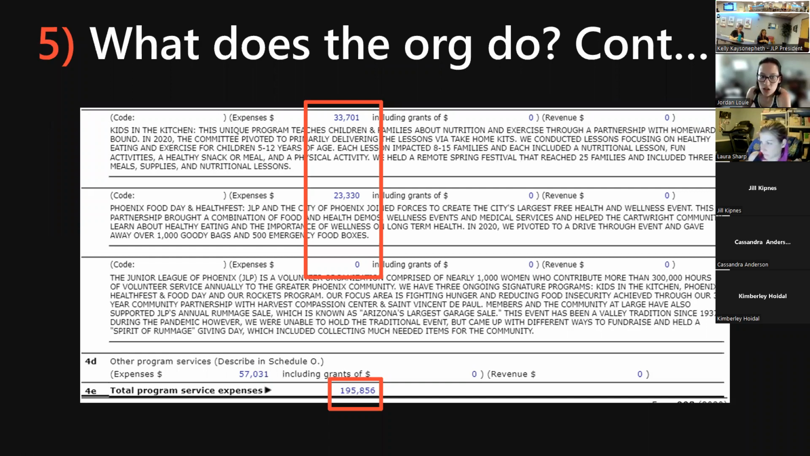So again, the question is, what does the org do? This should make sense if you have any sort of inkling as to why you would be looking up this organization. It should explain itself. If it says absolutely zero, that would be a red flag.